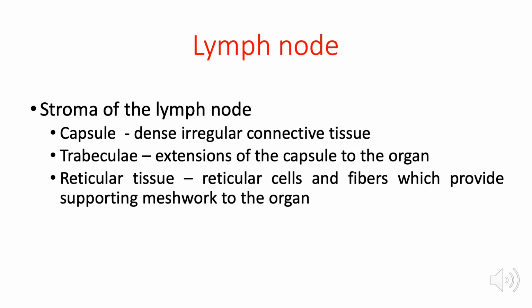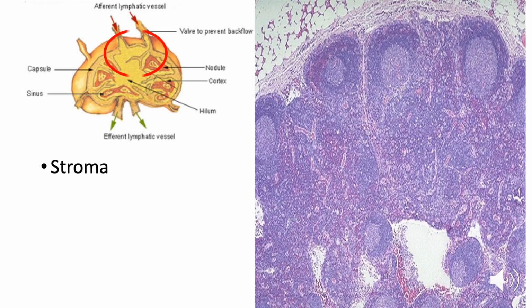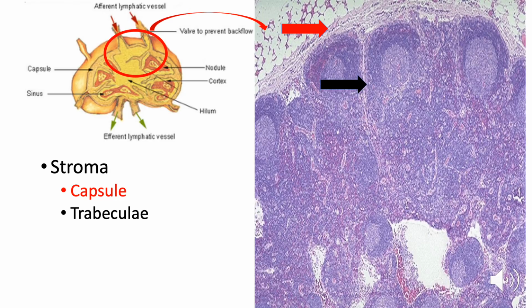The stroma of the lymph node includes the capsule, trabecula, and reticular fibers. Let's have a review. This is the capsule of the lymph node. The invagination of the capsule will form the trabecula or trabeculae. And then, the cells within the lymph nodes are supported by the reticular fibers.